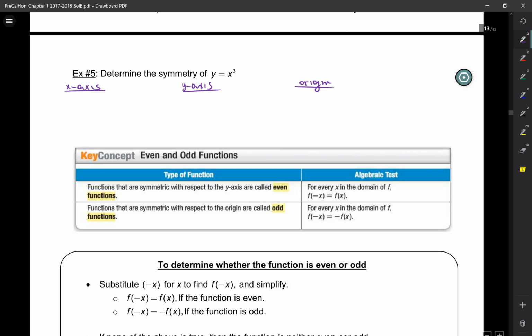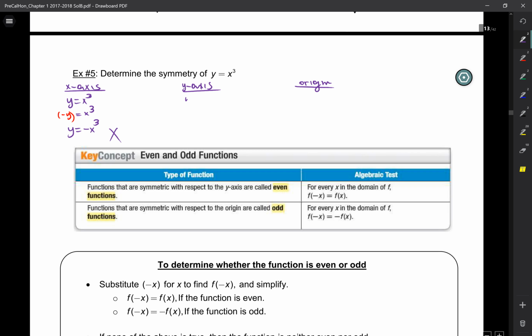Okay? For the x-axis, we substitute, so it's y equals x cubed, right? We substitute negative y. So then you solve for y equals negative x cubed. Did I get back the original function? No, it's a negative, so no.